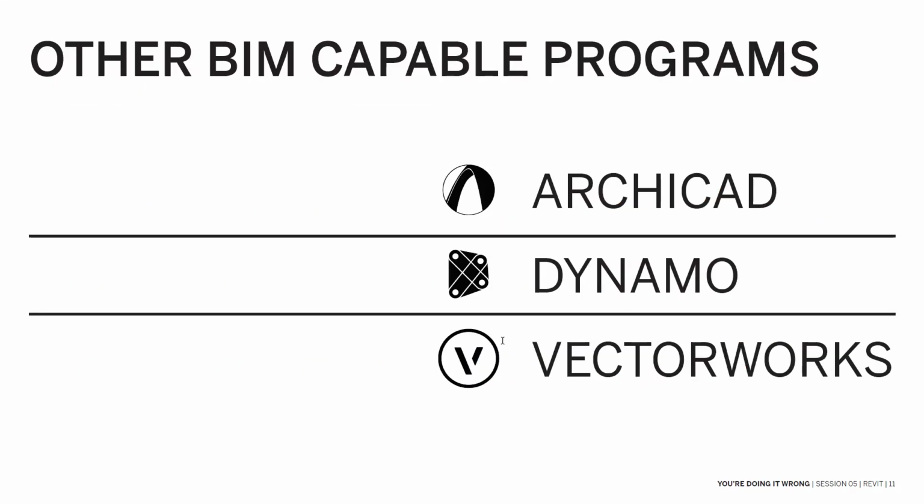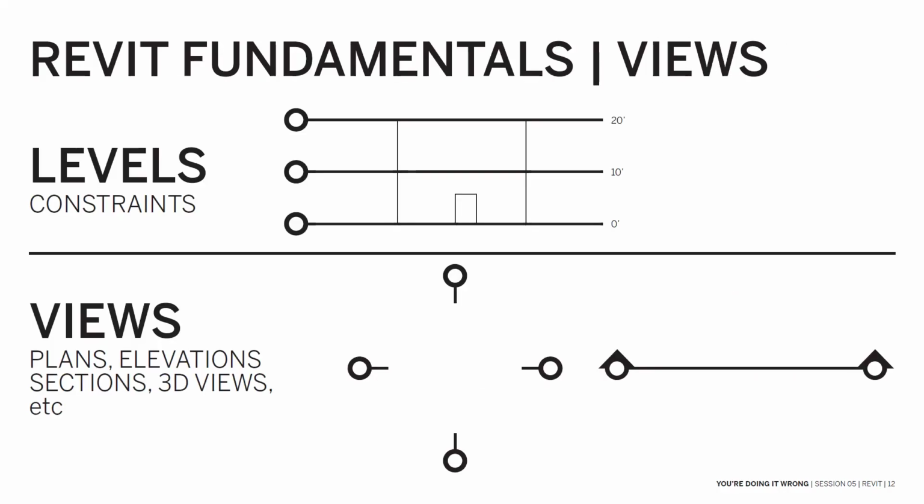So other programs that use BIM: ArchiCAD, which is very popular internationally, Dynamo, which is basically the Grasshopper of Revit, which we'll be talking about next month, and Vectorworks. So Revit is not the only BIM program out there, just so that you're aware of the other ones that are happening. Alright, so let's talk about the fundamentals of Revit, and then we'll dive into the program.